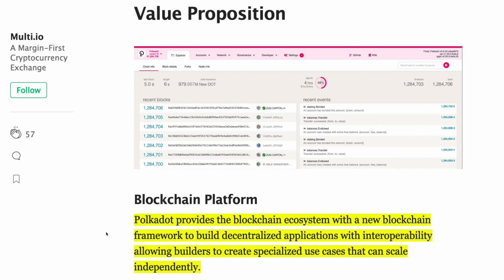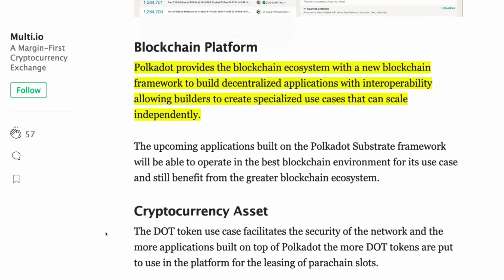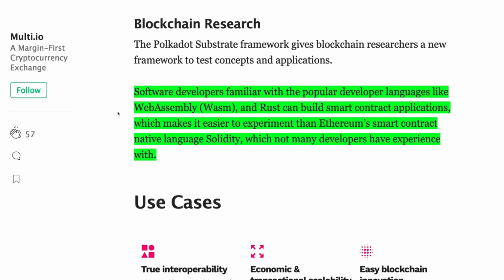Now, this scaling aspect is very important, and we will learn a bit more about why these blockchains can scale independently and how it's different from Ethereum. Now, this is another advantage which Polkadot has over Ethereum, which is the blockchain research. Software developers familiar with the popular developer languages like WebAssembly and Rust can build smart contract applications, which makes it easier to experiment than Ethereum smart contract native language Solidity, which not many developers have experience with.